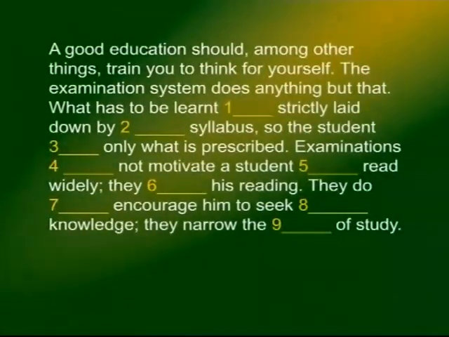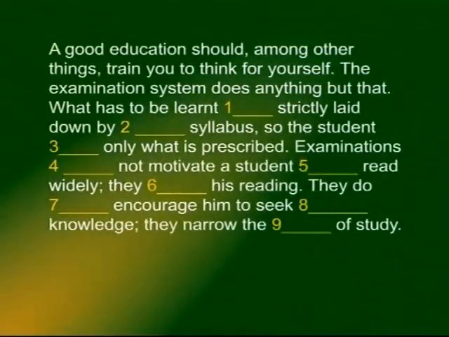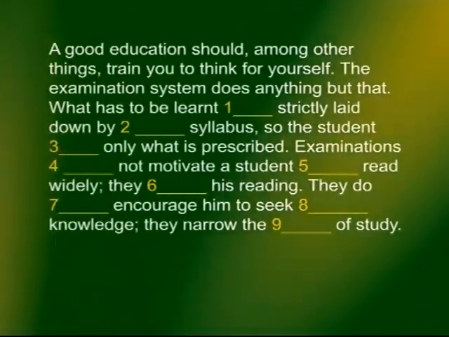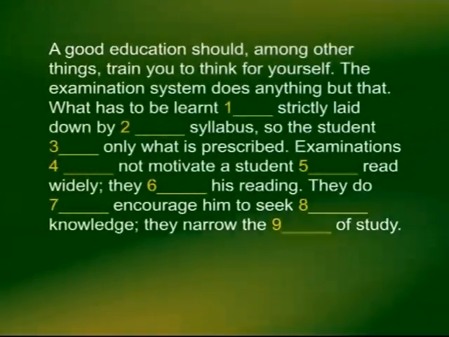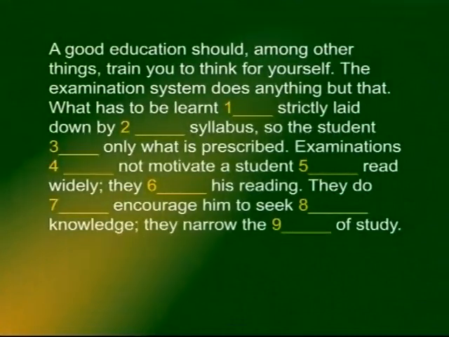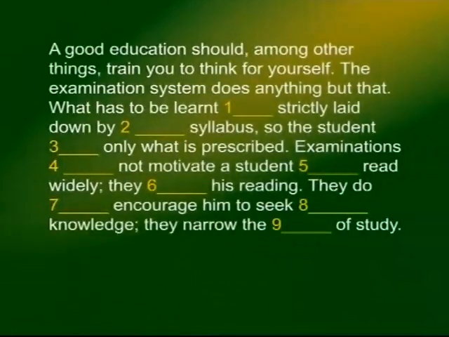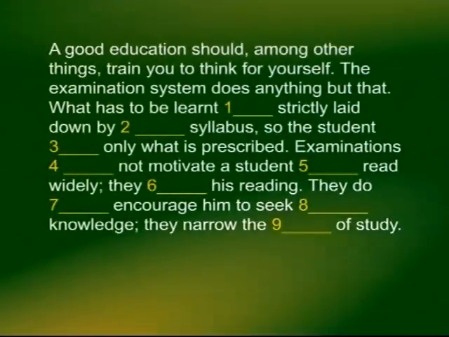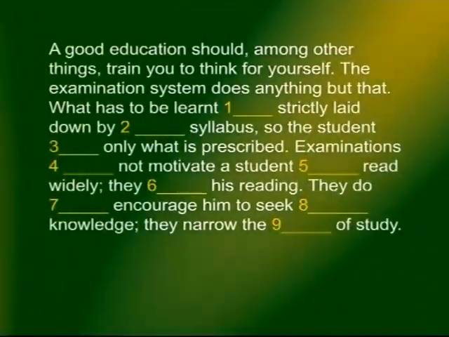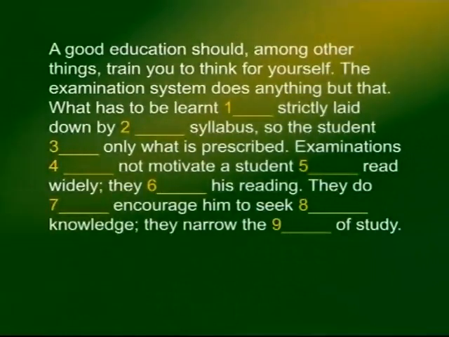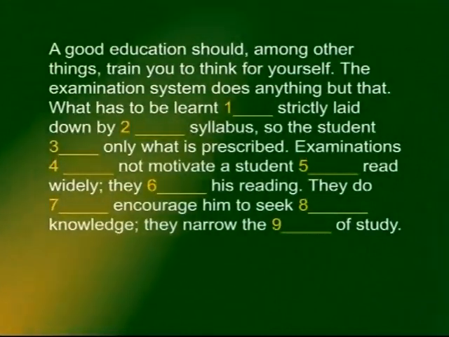The next sentence, examinations not motivate a student read widely. They, his reading. So what could we have over here? Examinations not. It has to be do. Examinations do not motivate students, small word, to read widely. They, what do? They do two things to his reading. They could either restrict his reading or they could curb his reading.